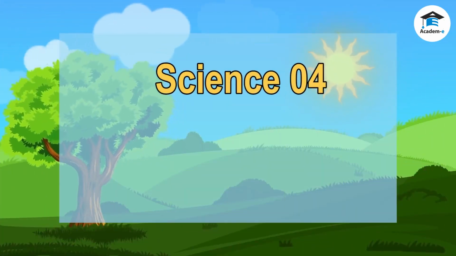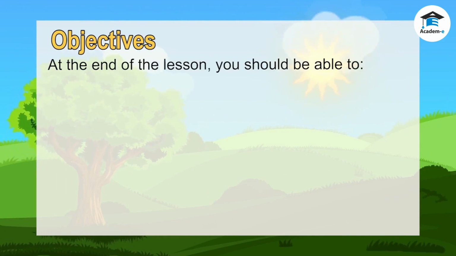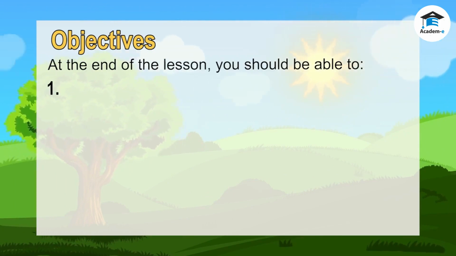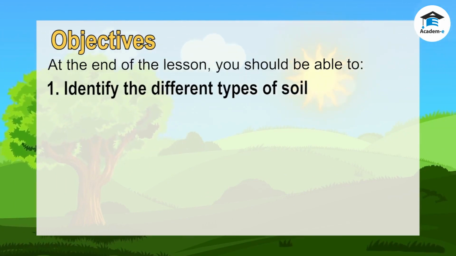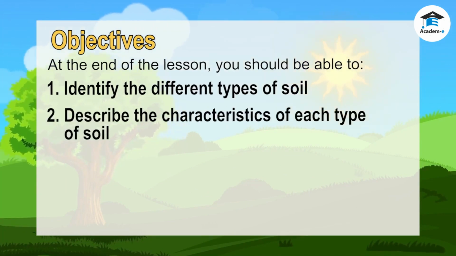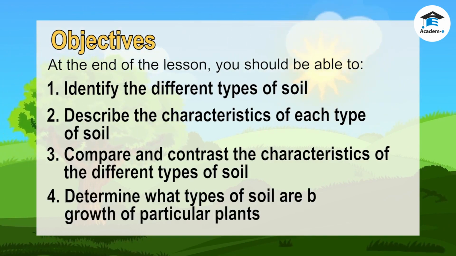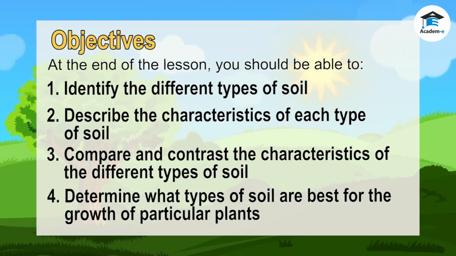Science 4. Soil. Objectives. At the end of the lesson, you should be able to identify the different types of soil. Describe the characteristics of each type of soil. Compare and contrast the characteristics of the different types of soil. And determine what types of soil are best for the growth of particular plants.